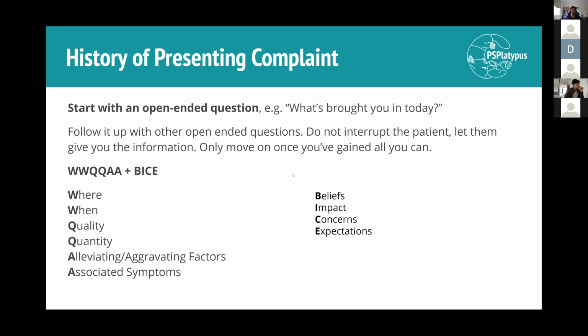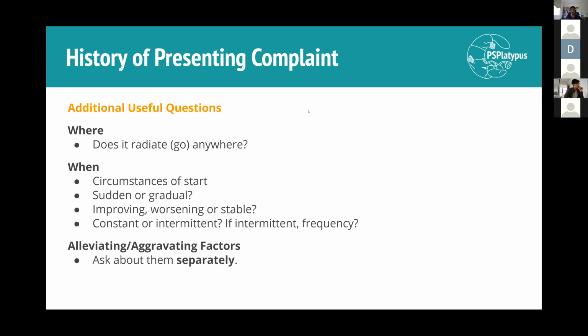WWQQAA plus BICE. So these are a few more little details about some of the questions. So the WW, we want to know if there's pain, does it go anywhere? If you've got pain in your chest, it can mean different things if it's going towards your stomach, or towards your side or towards your neck. So we want to make sure we ask that question. And then when, we want to know if there were circumstances at the start. If they have pain in their right arm and it happened right after they fell on their right arm, that's very different to having random pain in your right arm.